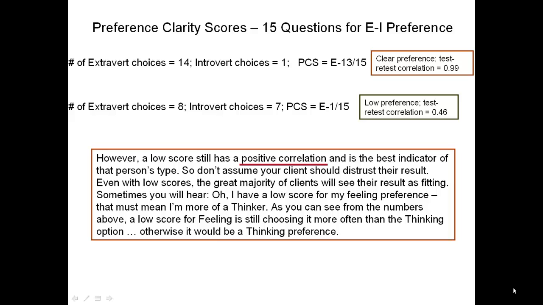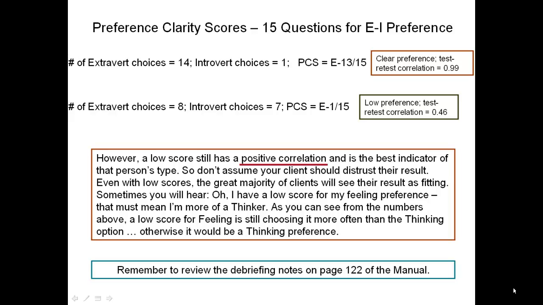Sometimes you will hear, "Oh, I have a low score for my feeling preference. That must mean I'm more of a thinker." As you can see from the numbers above, a low score for feeling is still choosing that preference more often than thinking. Otherwise, it would be a thinking preference. Remember to review the debriefing notes on page 122 of the manual. They contain some good suggestions.